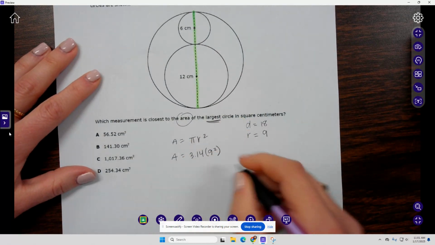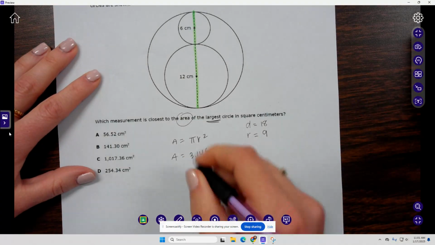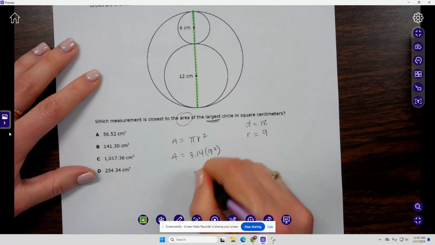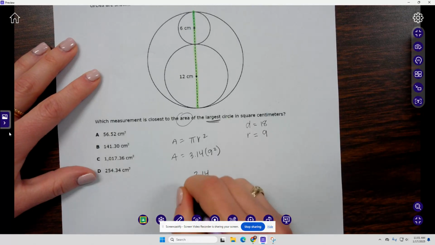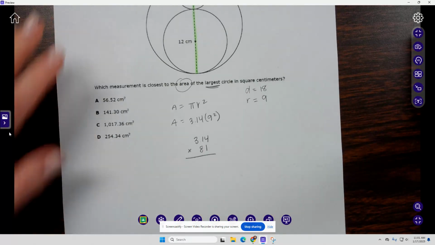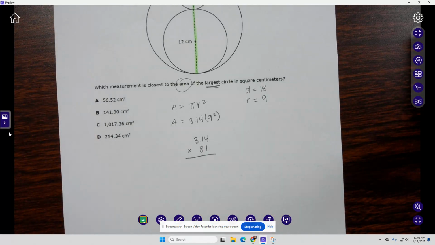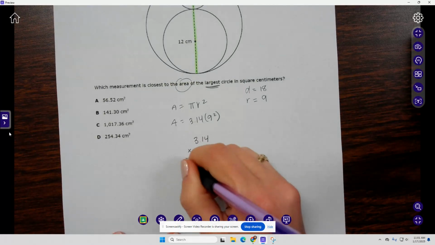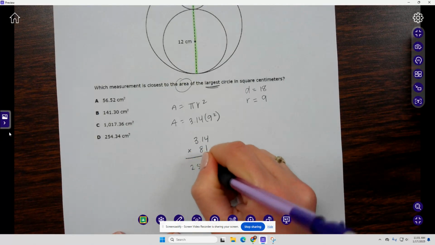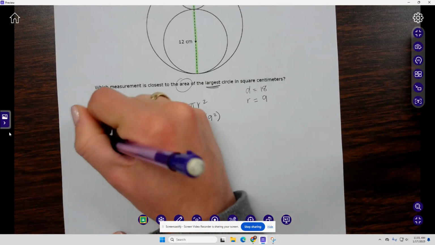So to solve this, 9 times 9 is 81. 3.14 times 81 is going to get me my answer. Go ahead and pause. And once you're ready and you have an answer, go ahead and unpause. All right, after you unpause, you should get 254.34, and that matches with D.